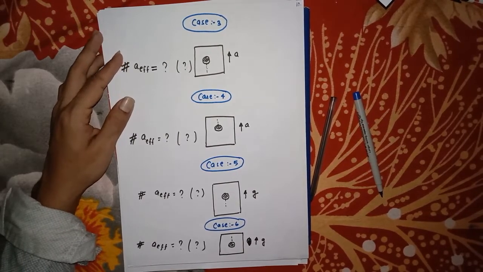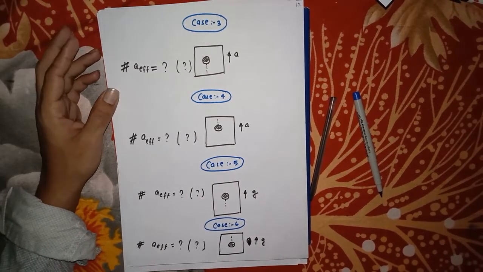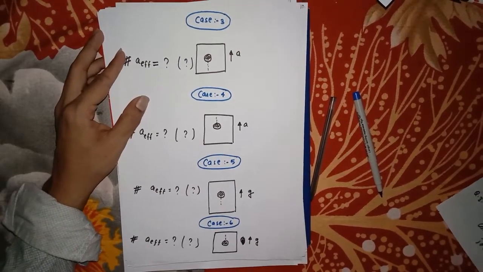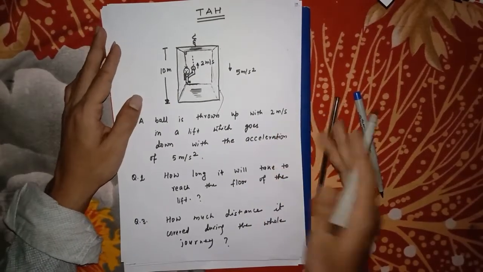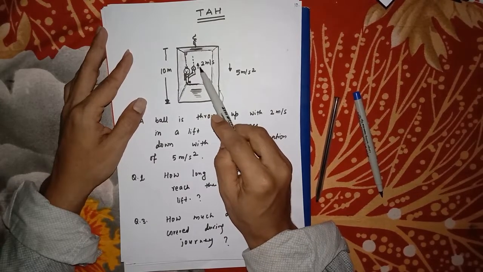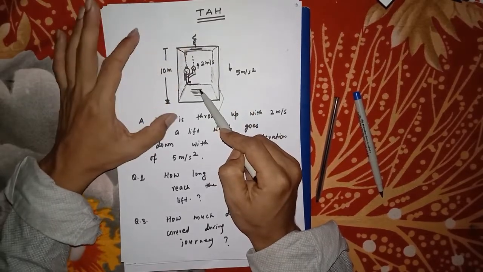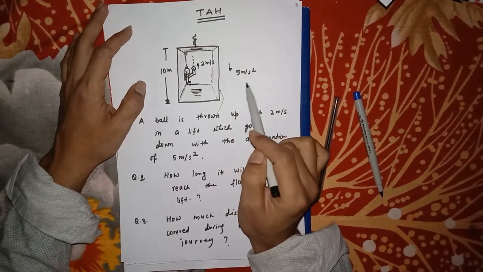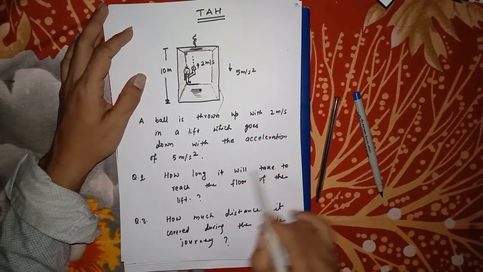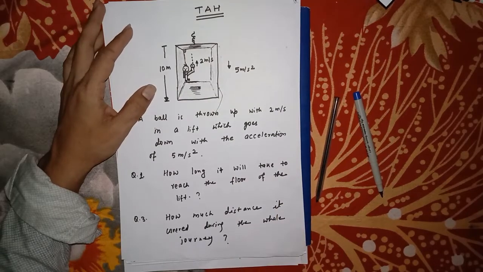Thinking is an essential part of any kind of learning, and physics demands thinking more. Now I'm giving you a try-at-home problem. Suppose you are in the lift and you throw a ball vertically at 2 meters per second, and the size of the lift from bottom to top is 10 meters, and the lift is going down with an acceleration of 5 meters per second squared. So my question is how long it will take to reach the floor of the lift, and how much distance is covered during the whole journey.